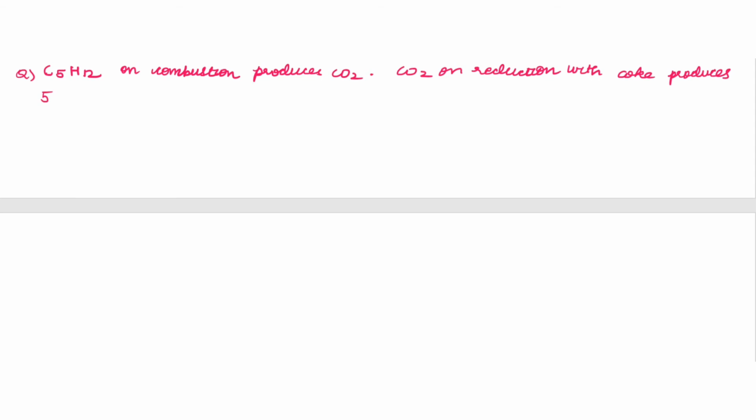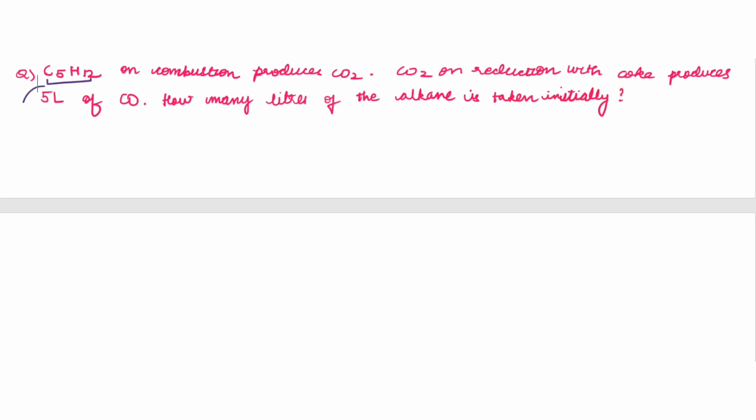So we move on to the question, which reads: C5H12, what is this? It is pentane. On combustion it produces carbon dioxide. Carbon dioxide on reduction with coke produces 5 liters of carbon monoxide. How many liters of alkane is taken initially? So they are asking us to find the volume of the reactant. We know this is a question from stoichiometry, so we have to approach it in that same manner.